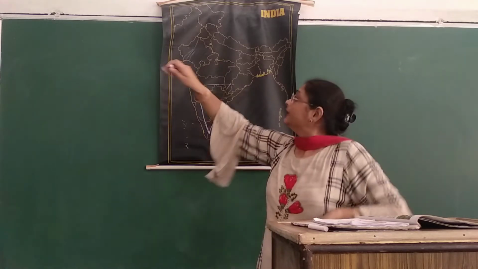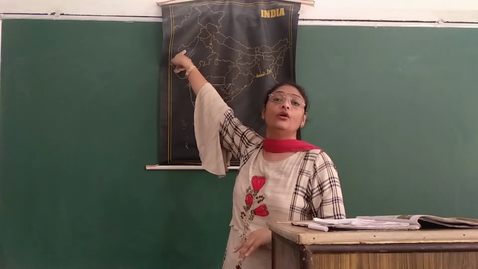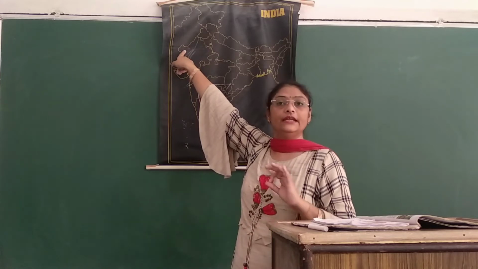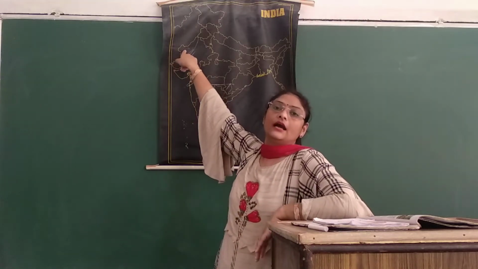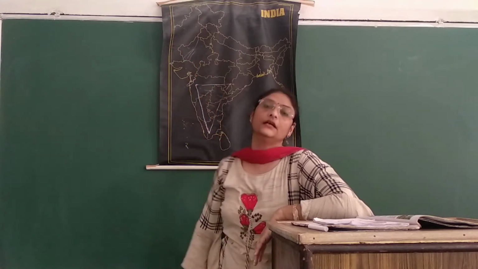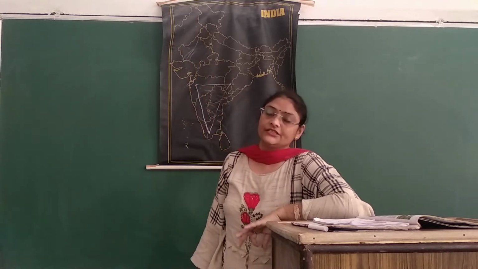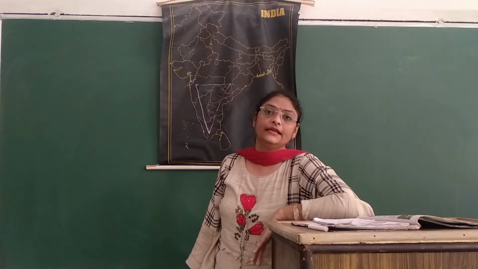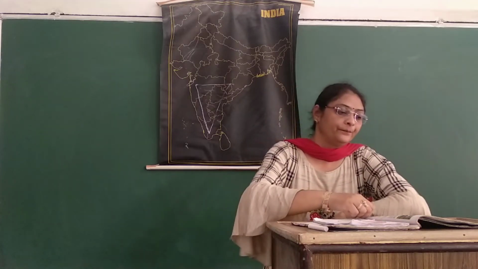It means this area has very low vegetation. Very rare plants are grown in this area. Trees are grown in a scattered way. The vegetation is very low in the Indian desert area.